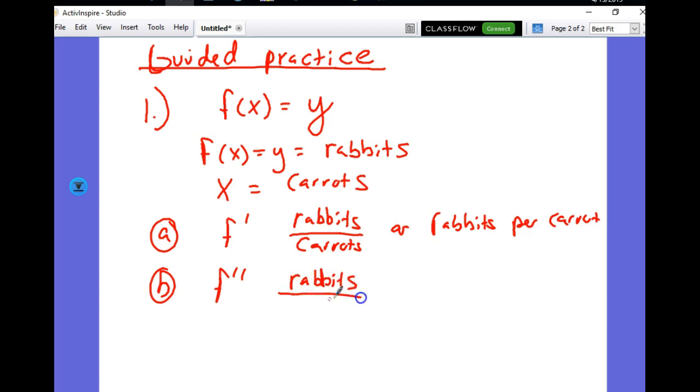Gosh, Zach, you're so smart. Nicola, you're not supposed to be saying it out loud. What did I even say? I didn't say it. You guys should probably write this down. This one is rabbits per carrot per carrot. She be eating my carrot.